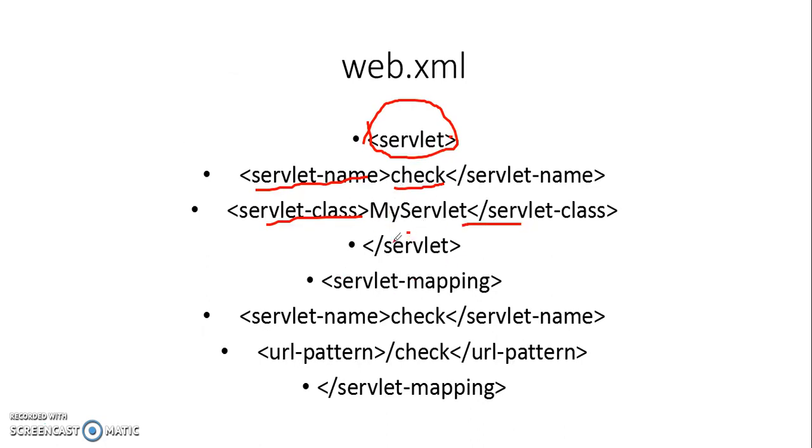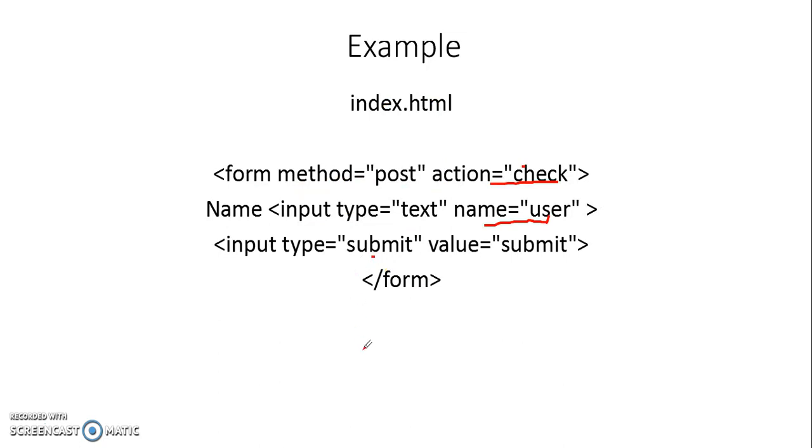To map it, you create another XML tag known as servlet-mapping. Within the servlet-mapping, I am giving the servlet name, which is check, and you have to map this with our URL pattern. So when you click on this submit button over here, and when you see our URL, it will be written like our web page name / check.